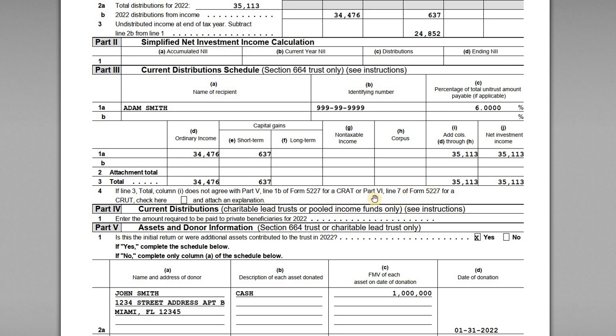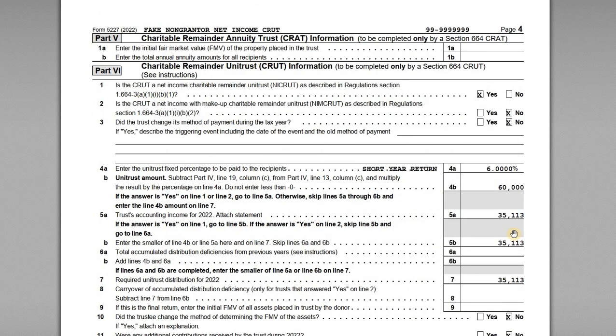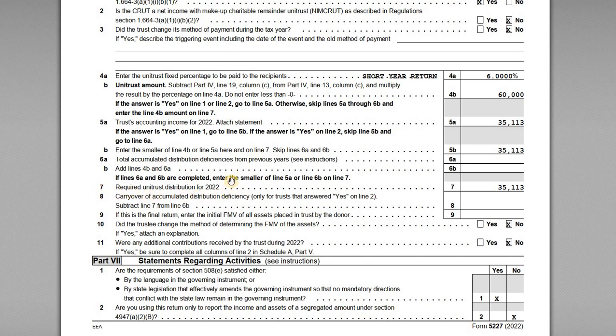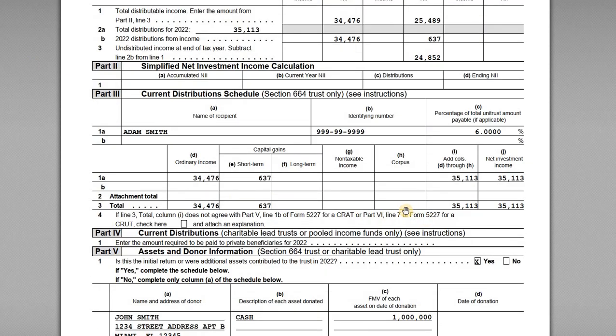So what are they getting at there? Well, if we go back to Part 6, line 7, that is the required Unitrust distribution for 2022. So that matches. It's $35,113. So what they're after there is they want us to make it easy to trace, okay, this is the amount of property that was distributed. What are the components of it, right? You need to make sure that all of these add up to the total, because otherwise, if there's a variance there, well, we don't know if there is corpus in there or there's some types of non-taxable income. It should all add up.